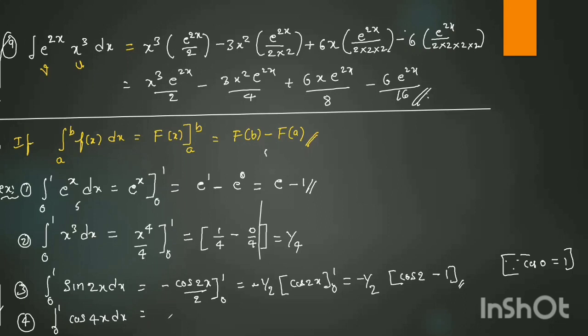Similarly, here if you solve cos 4x, integration is sine 4x divided by 4, 0 to 1. 1 by 4 is a constant, keep it outside. Keep sine 4x, 0 to 1. And sine 4x is sine 4 if you substitute x as 1, minus, what is sine 0? 0. So the answer is sine 4 by 4.